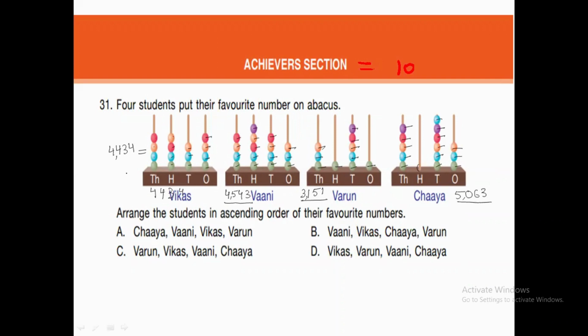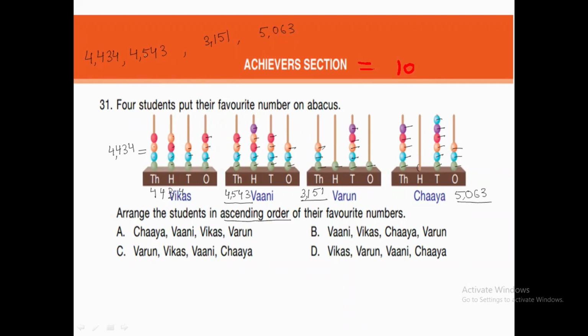Okay. So their numbers are like, Vikas's number is 4434. Okay, I'm writing it over here. Vikas is 4434. Vani's is 4543. Okay, next that we have is 3151. Okay, the next that we have is Chaya's, which is 5063. Okay, now we need to arrange them in ascending order.